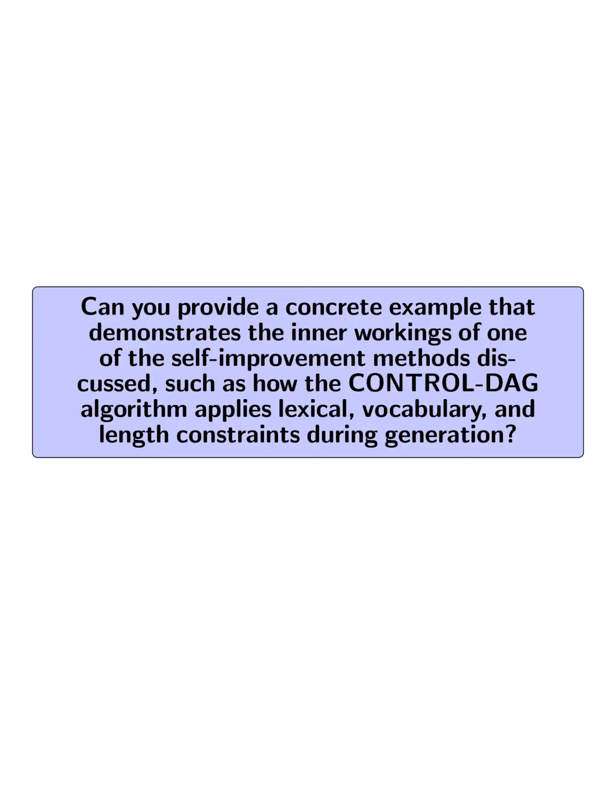Can you provide a concrete example that demonstrates the inner workings of one of the self-improvement methods discussed, such as how the controlled DAG algorithm applies lexical, vocabulary, and length constraints during generation?